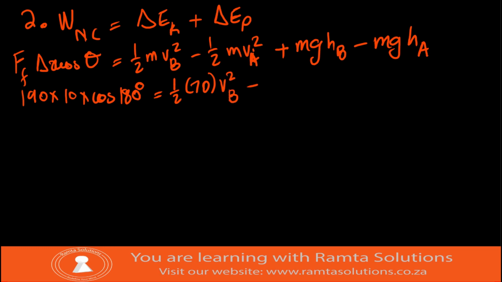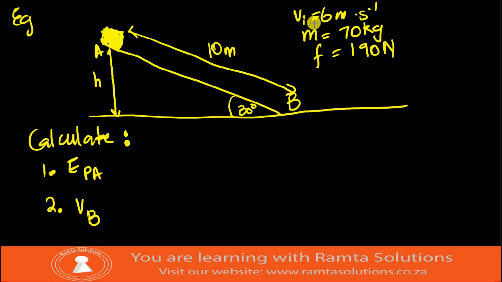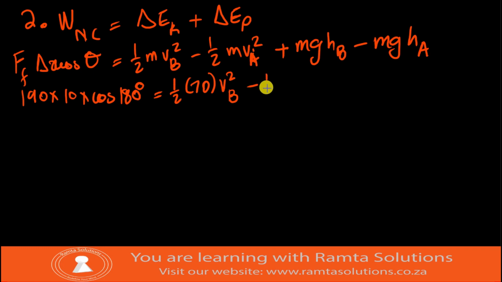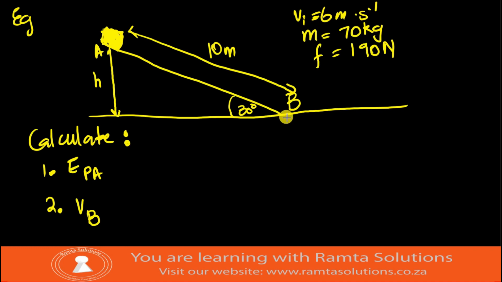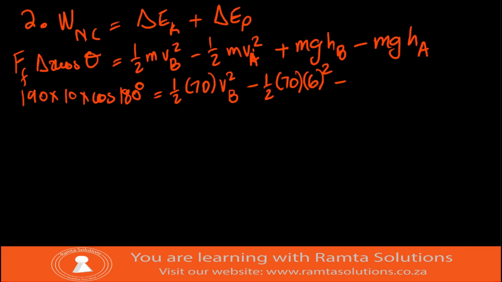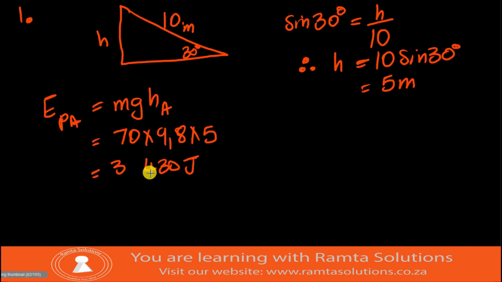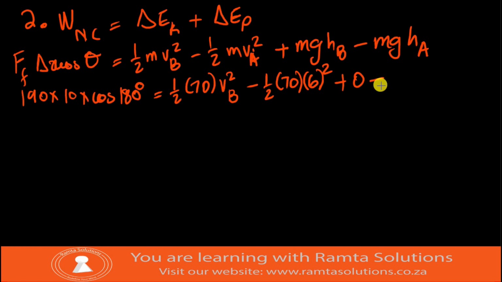Velocity at point A, I think they said it was 6 meters. Yes, it was 6 meters per second. So it will be half times 70 times 6 squared. Height at point B is 0. Right, at point B our height is 0, so we can just write this part here to be 0. While this part, potential energy at point A, we got it, it was 3430.